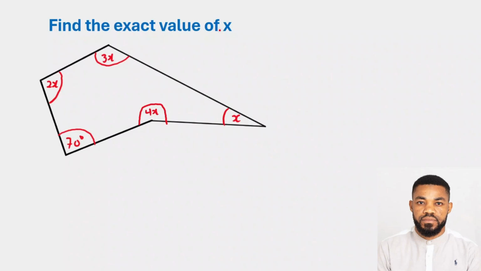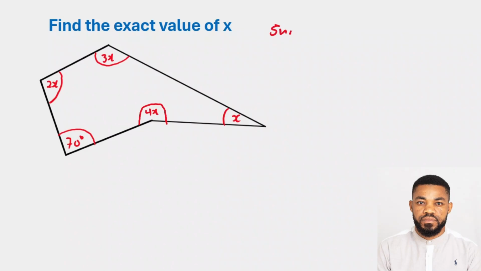So to find the value of x, and that's the polygon, I mean, it has 5 sides. Let's confirm that. We have 1, 2, 3, 4, 5. So we have 5 sides here. And how do we find the value of x? Since we have all the angles given, we can use the sum of the interior angles property to find the value of x.